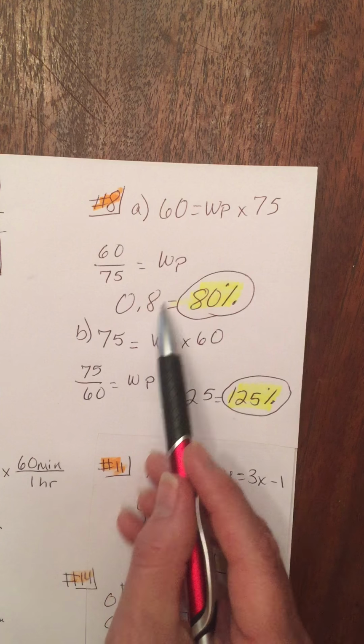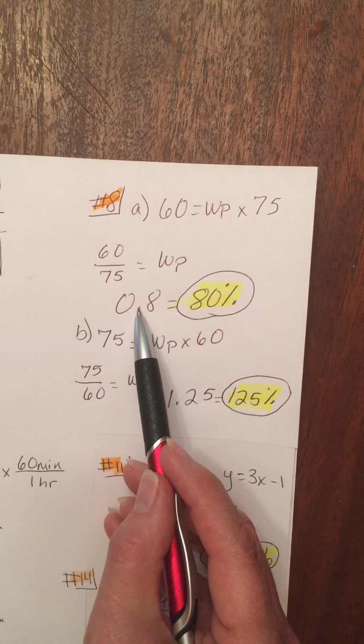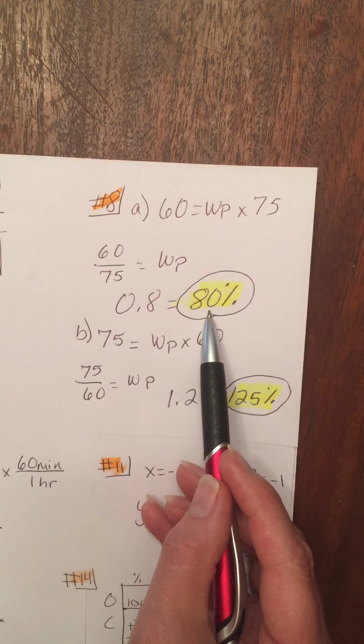Uh-oh, I'm not in percent yet. I need to have an answer in percent. So to change a decimal to percent, I multiply by 100%. 80%.